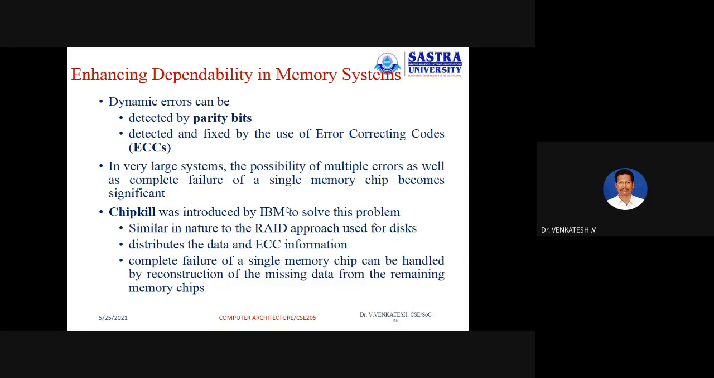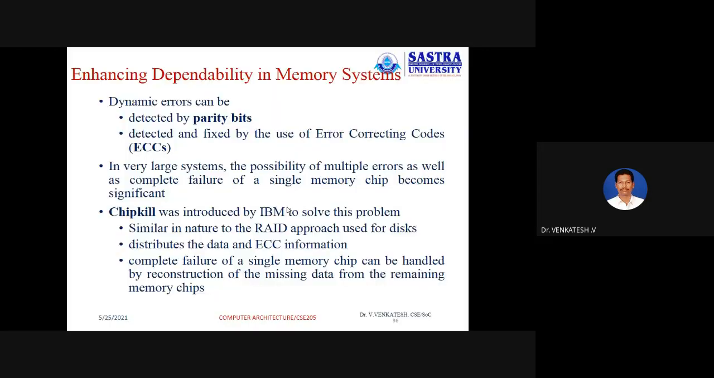That is similar to RAID. I think in computer organization you have studied RAID: how error detection as well as correction can be done if any error occurs in the data while you read as well as write. That is the end of this particular memory technology optimization.